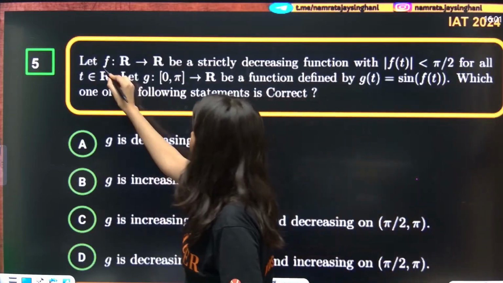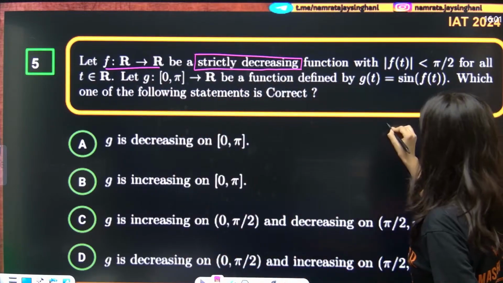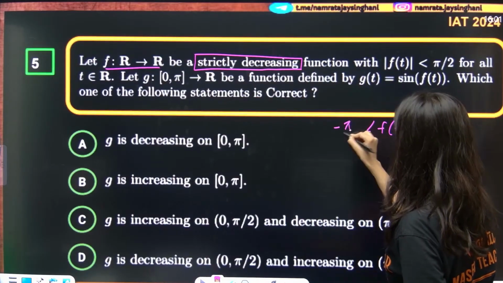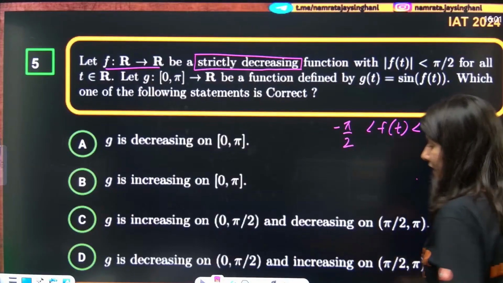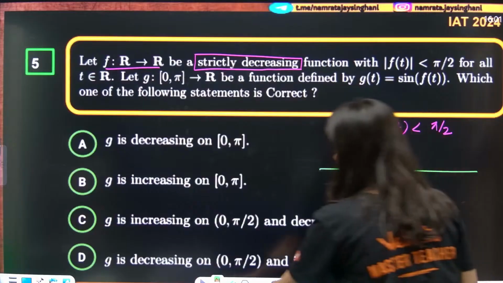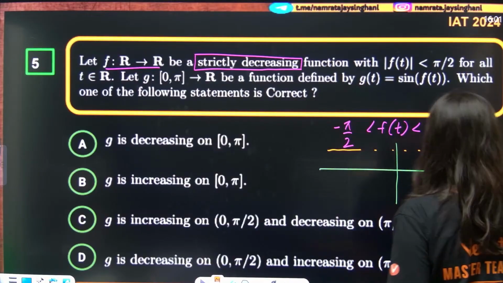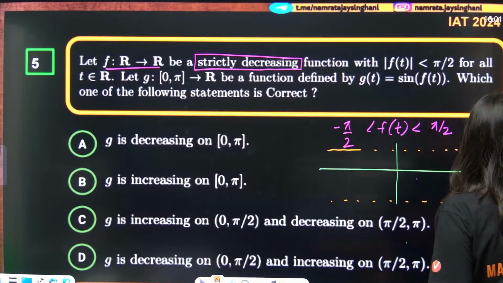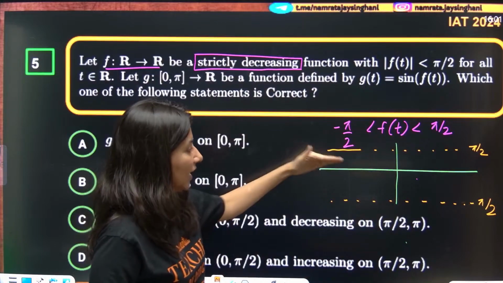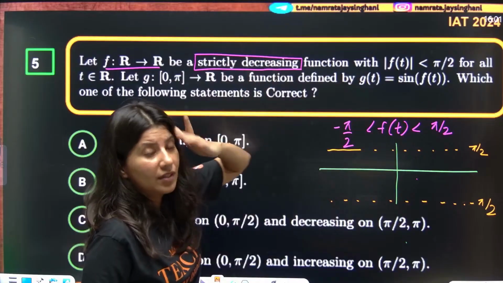There is this function which is a strictly decreasing function with f of t. So f of t clearly is lying between pi by 2 and minus pi by 2, and it is a strictly decreasing function. What does that mean? This is your pi by 2 and this is your minus pi by 2. So your graph will remain within these two boundaries. This is a bounded function. Your f of t will not go beyond minus pi by 2 and above pi by 2.